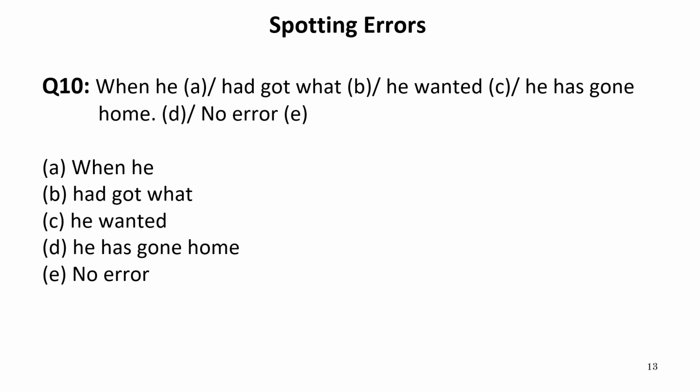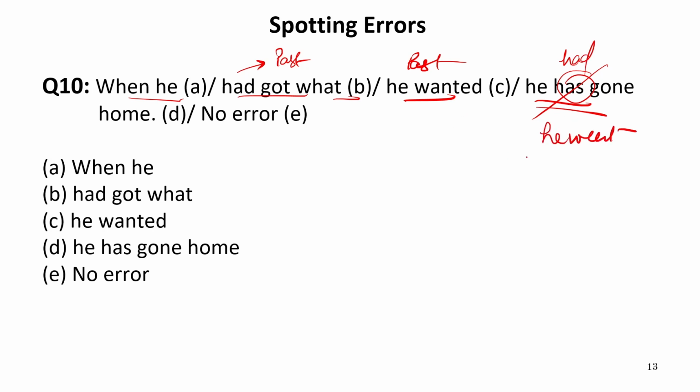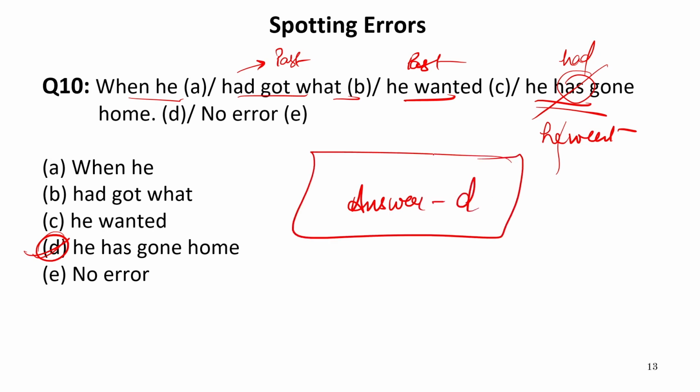When he had got what he wanted, he has gone home. Now this is very, very simple. If we look at the first part, when he had got, this is past tense. He wanted is again past tense. So this should also be in past tense. So has should be replaced with had, or we can say he went home. We can use either of these two phrases. So our answer is D because the error is in part D. Now let us move to the next one.